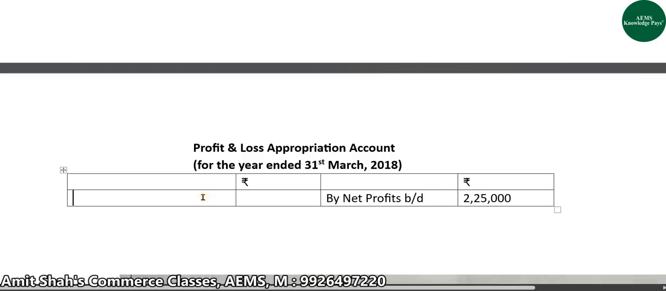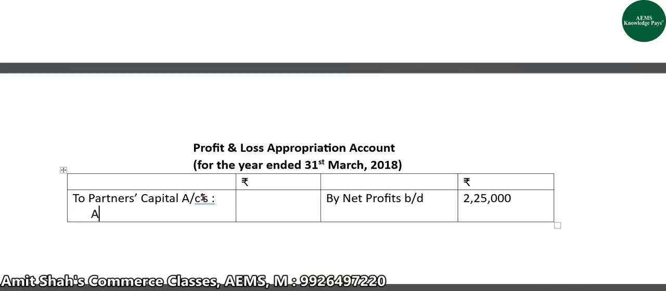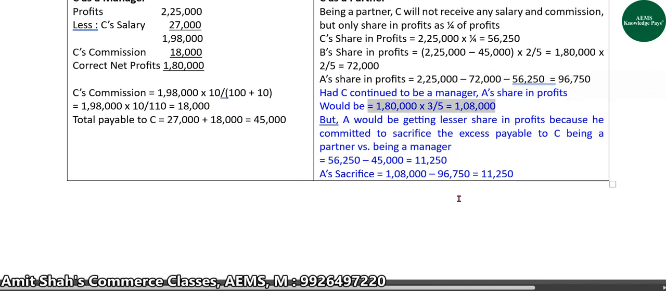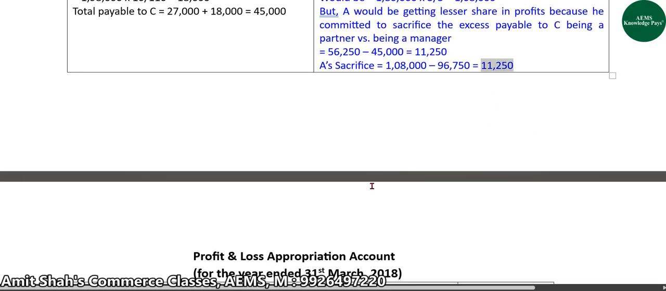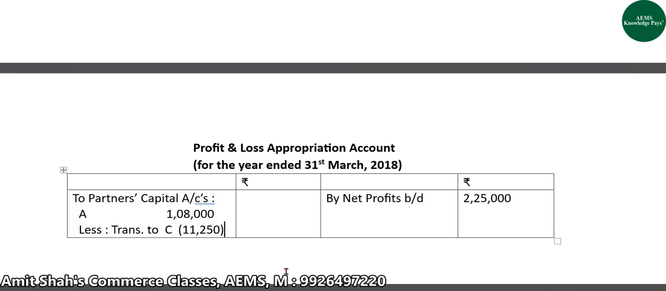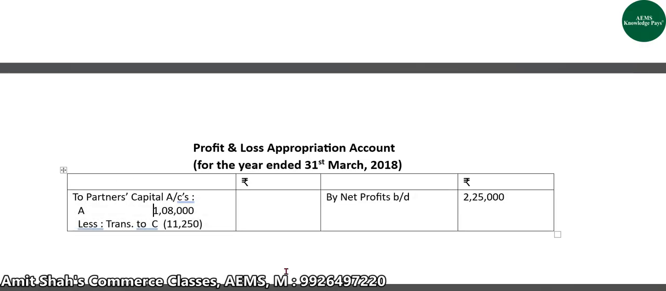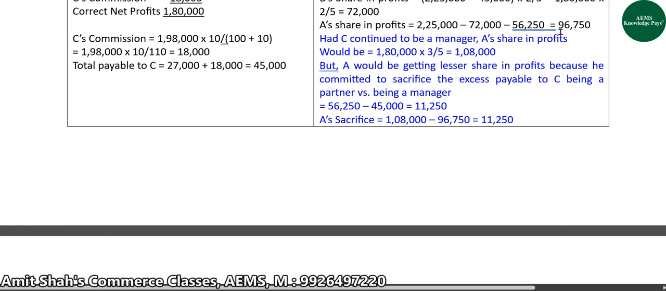Net profits are 2,25,000. Two partners' capital accounts: A originally is getting 1,08,000 as I calculated here. But from this, he will transfer 11,250 towards C. So this is how he will get 96,750.